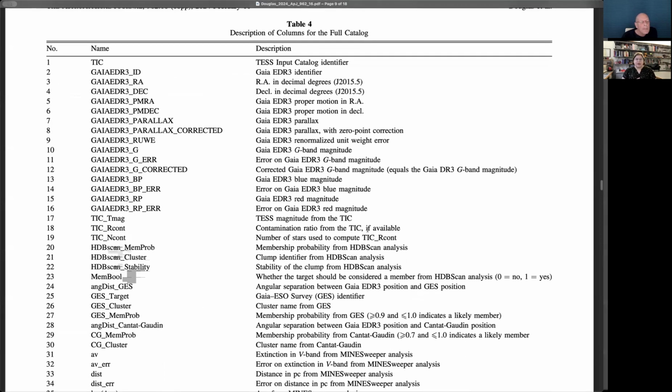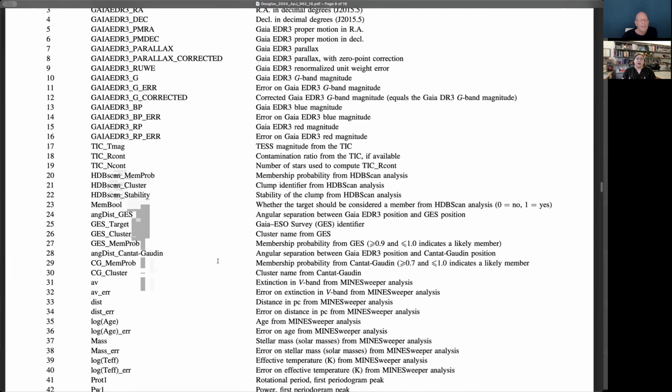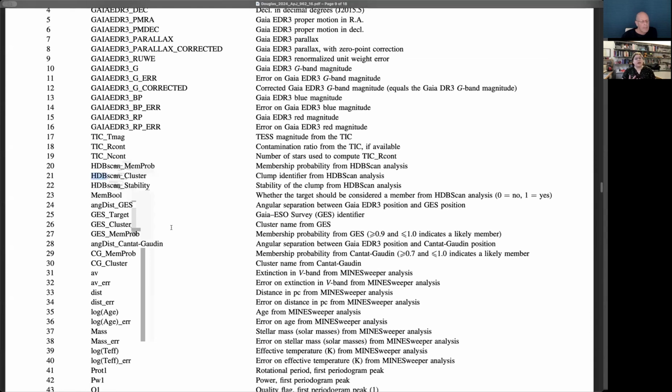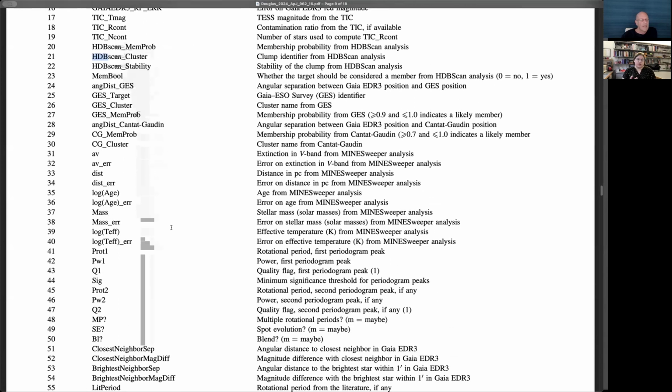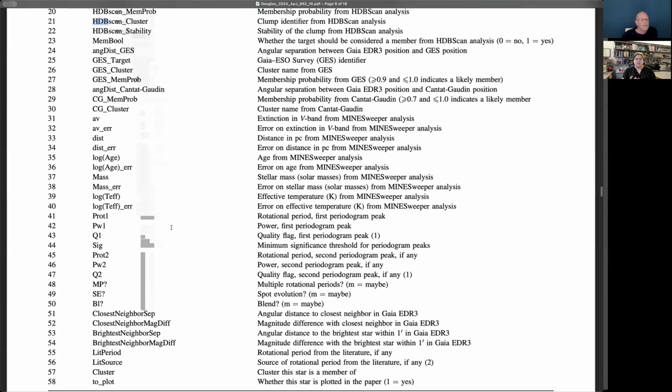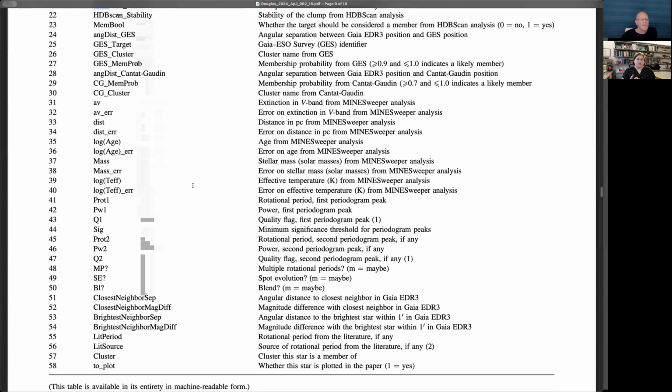So we have a catalog with all of our potential cluster members. There's the Gaia DR3 information, information from the TIC, and HDBSCAN is the membership analysis we did ourselves. Then there's also info to cross-match with the Gaia-ESO survey and Kounkel, which were the other two catalogs we used. And then we also got stellar parameters from an analysis with a code called Minesweeper. That information is included as well. That's where we got stellar masses.